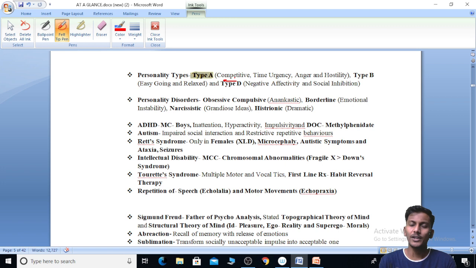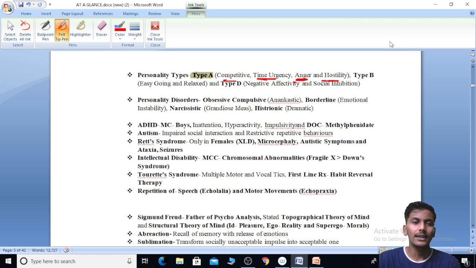Then there is time urgency. He is very particular about time and very punctual. If he is coming for a 15 minute break, he will only come for a 15 minute break, not even a single minute more. He is very angry all the time, an angry young man type. And he is hostile also, so he does not like other people. He always competes with other people.